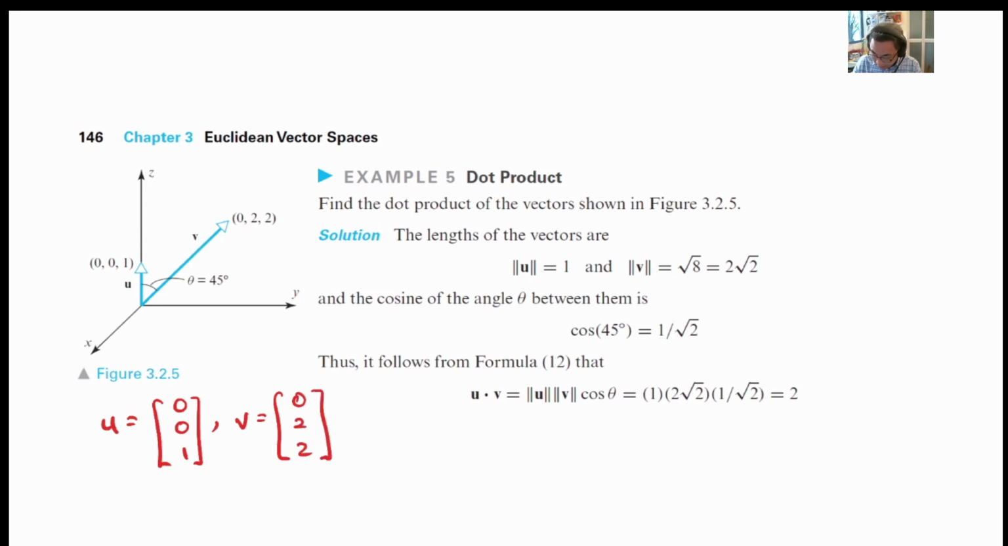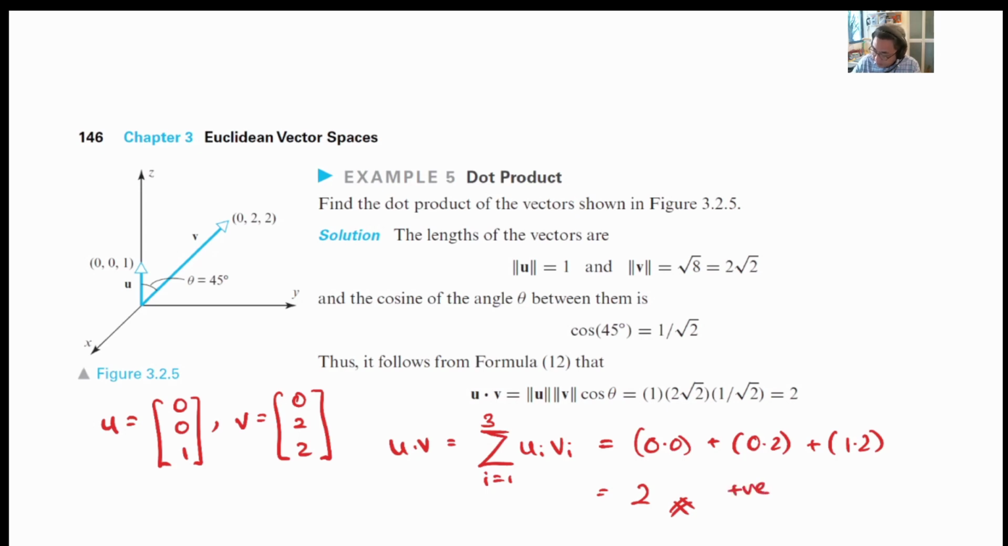If we are asked to find u dot v, the easiest way to solve the problem is to use the component form of the dot product: ui multiplied by vi and sum for the three coordinates. Now we simply have 0 multiplied by 0 plus 0 multiplied by 2 plus 1 multiplied by 2, and the answer is 2. We can come to several conclusions. The first conclusion is that the dot product is a positive number, and therefore theta must be an acute angle.